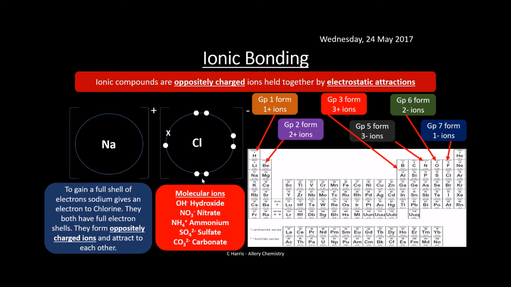Okay, you need to know some molecular ions as well. You need to know, for example, hydroxide is OH-. Nitrate is NO3-. Ammonium is NH4+. Sulfate is SO4 2-. And carbonate is CO3 2-. So you can see here that you need to know these specific molecular ions.